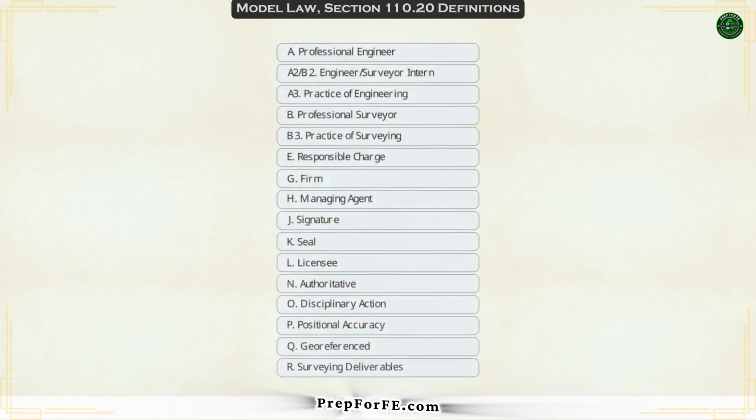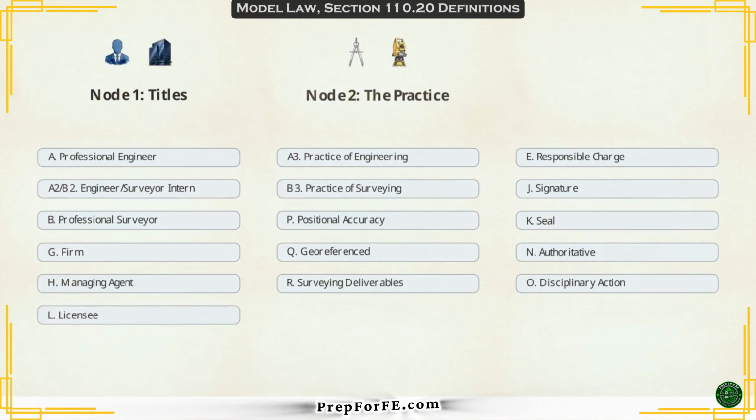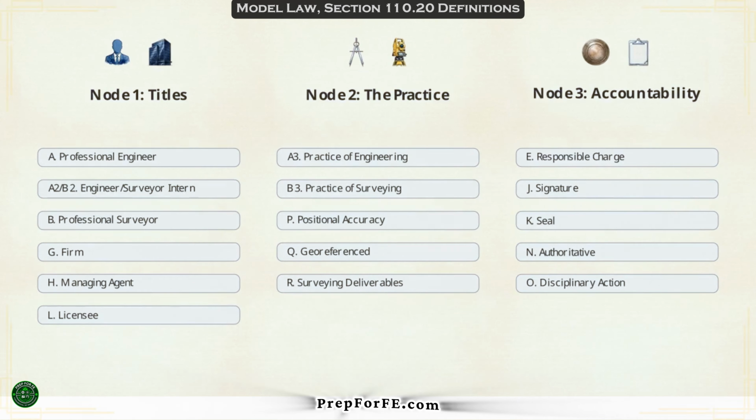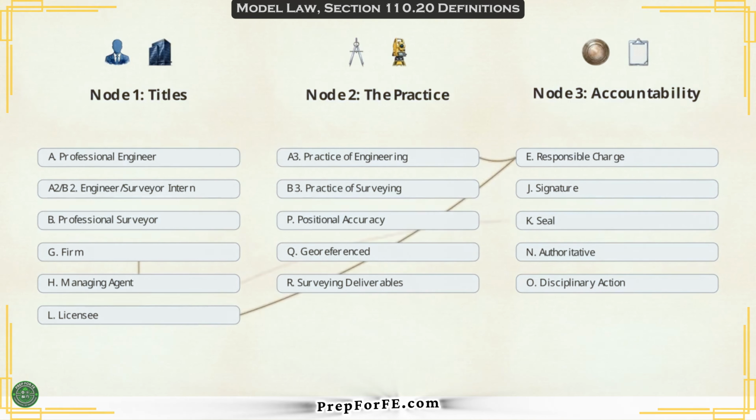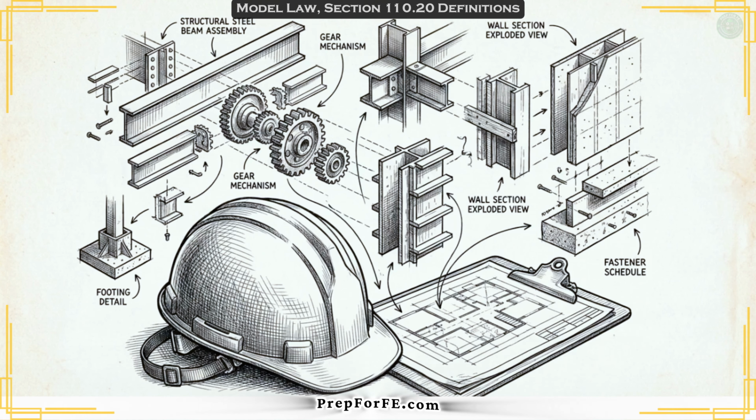We have grouped these definitions into three interconnected pillars. Node 1 focuses on titles and personnel. Node 2 defines the scope of practice, and Node 3 locks down accountability and authentication. Categorizing the definitions this way transforms an intimidating wall of legal text into a rigorous framework for rapid recall on exam day. We begin with Node 1, titles and personnel.